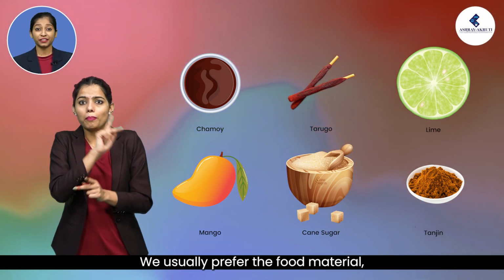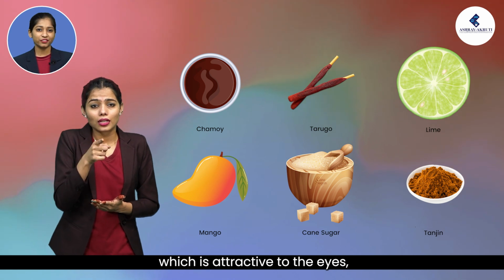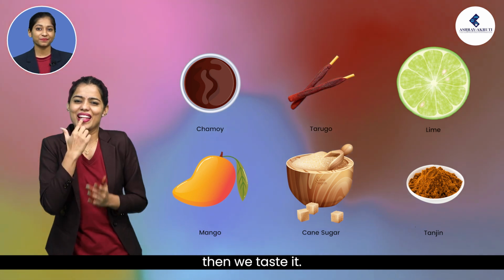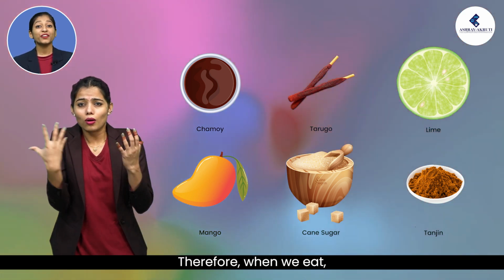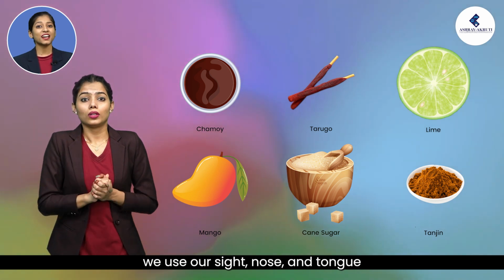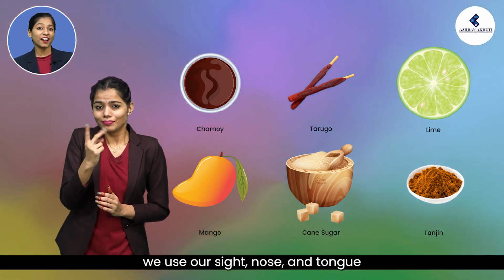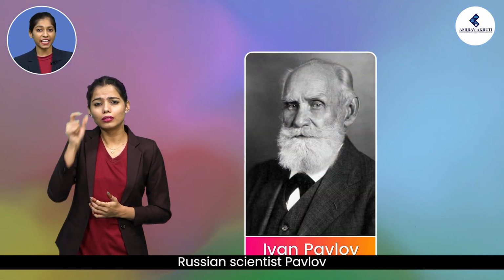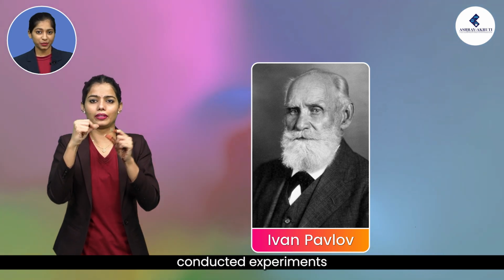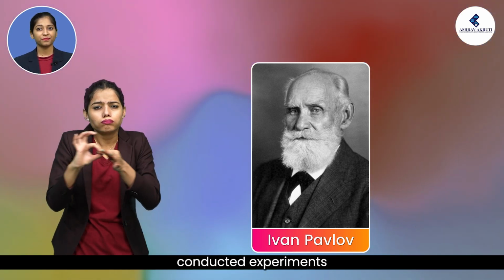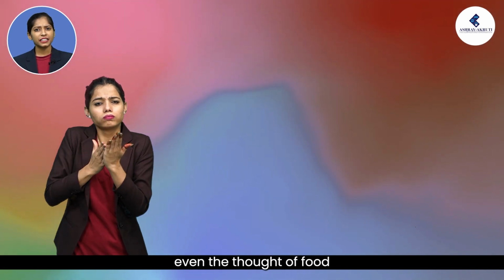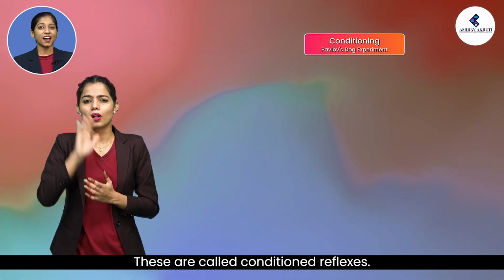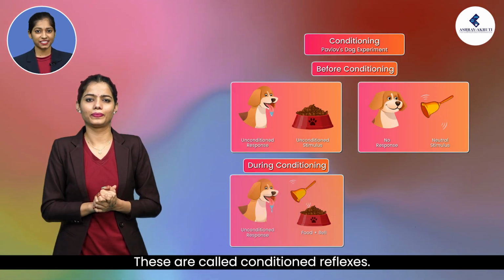We usually prefer the food material which is attractive to the eyes and gives flavor to the nose, then we taste it. Therefore, when we eat without our knowledge, we use our sight, nose and tongue for selecting food. Russian scientist Pavlov conducted experiments and found that even the thought of food can water the mouth. These are called conditioned reflexes.